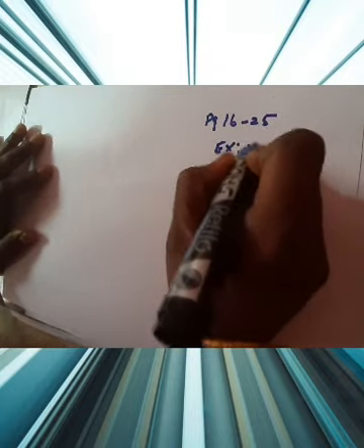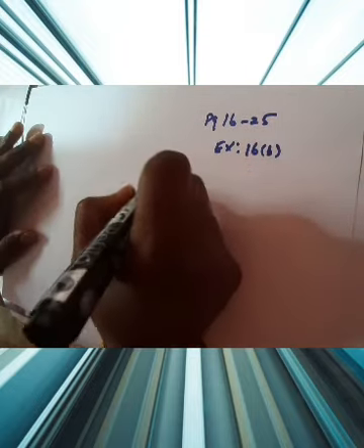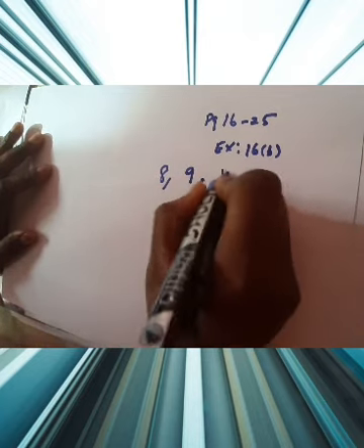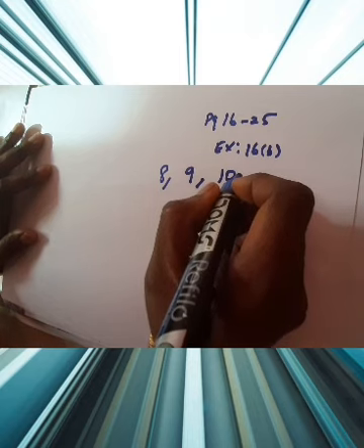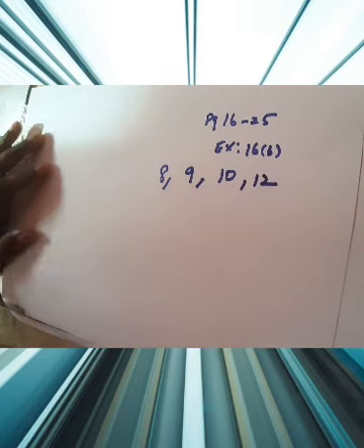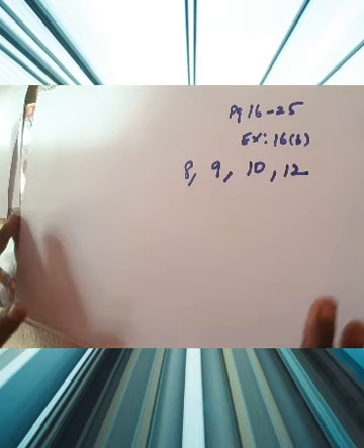The homework is you have to write page number 1625, exercise 16B. And you can do problem numbers 8, 9, 10, 12. Complete these problems based on Spearman's rank correlation.